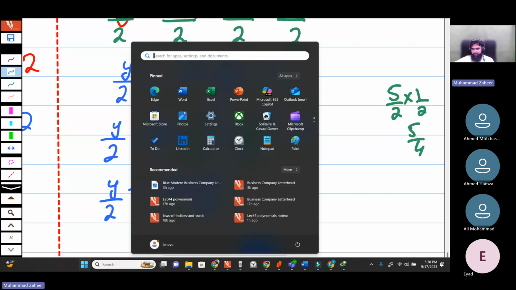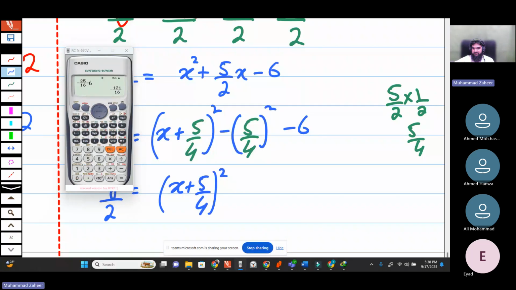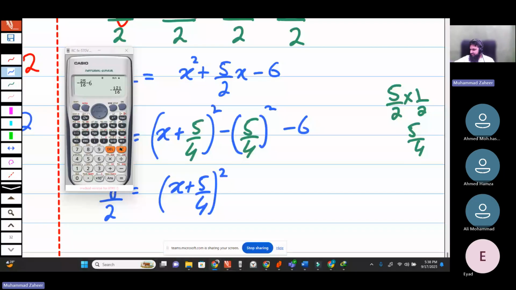I'm using a calculator. A second, I'll share my screen. Yes, can you see my screen?